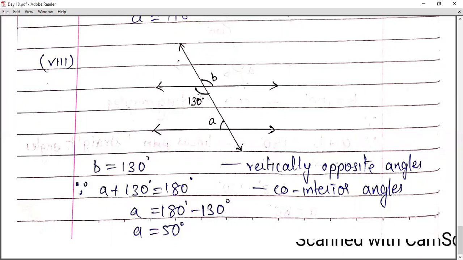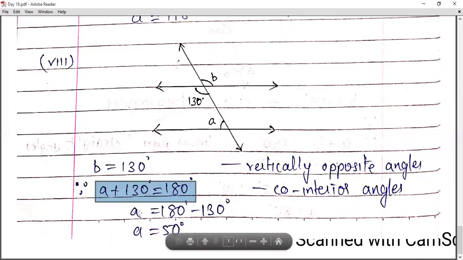Now you can see A and 130 degree are co-interior angles. They are lying on the interior side of the parallel lines and on the same side of the transversal. So these two co-interior angles will be supplementary. A plus 130 is equal to 180 degree.